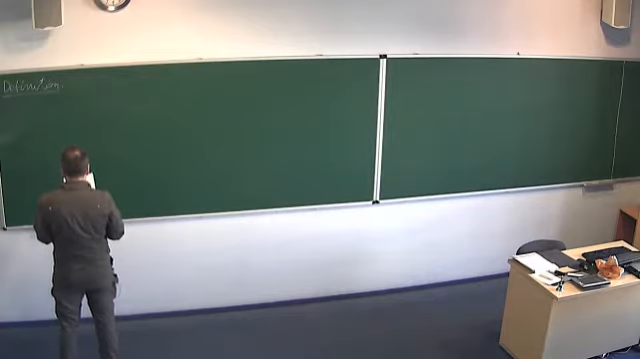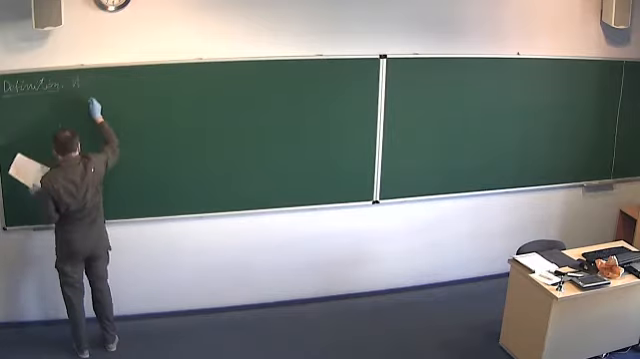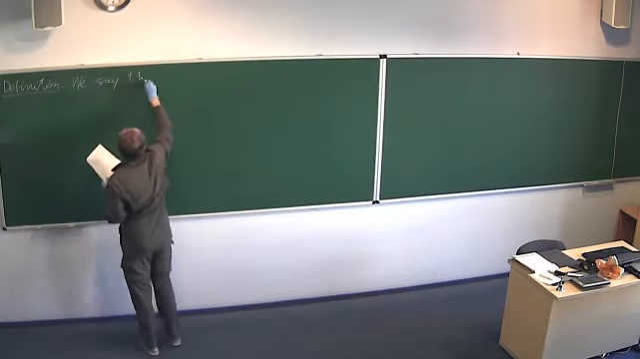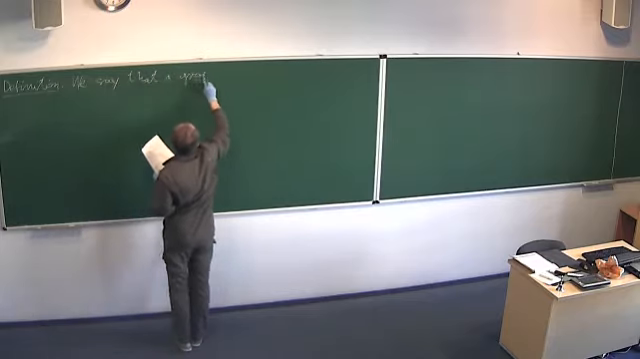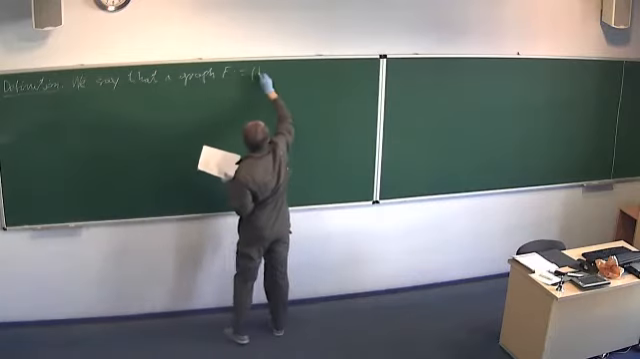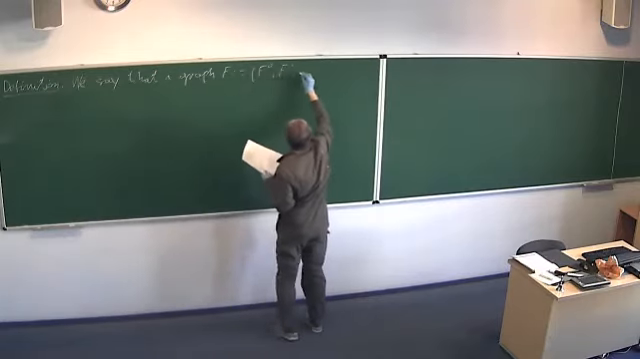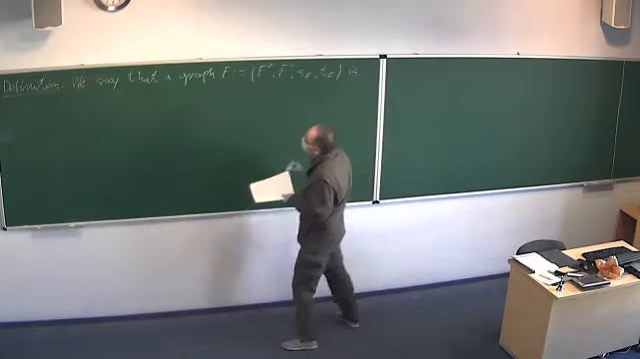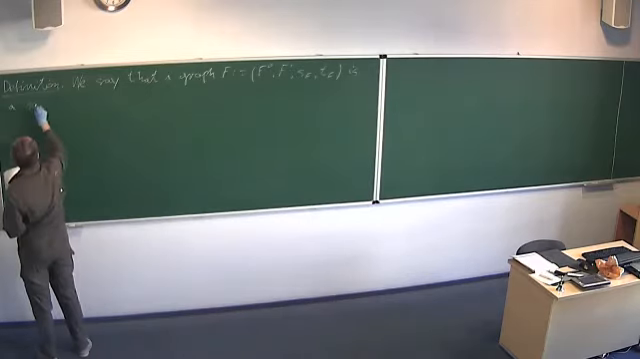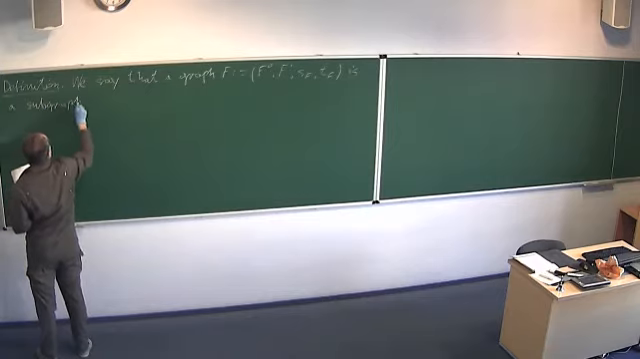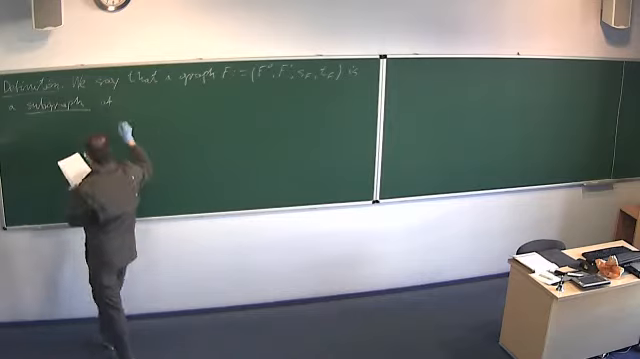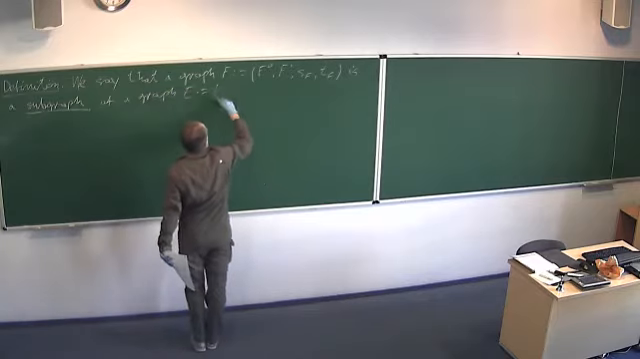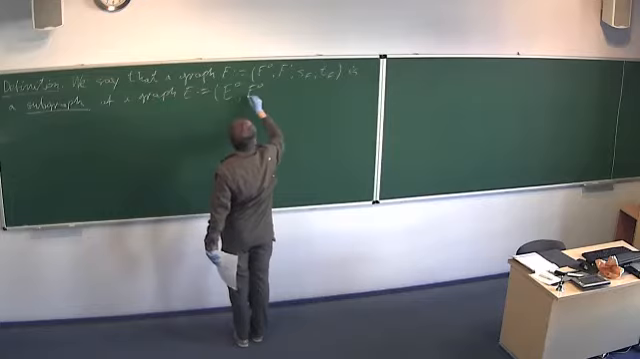Anyway, so I want to define a subgraph. So we say that the graph F, which remember is a quadruple, F0, F1, SF, TF, is a subgraph of a graph E, which likewise is a quadruple. I need to introduce this notation so that we are on the same page.